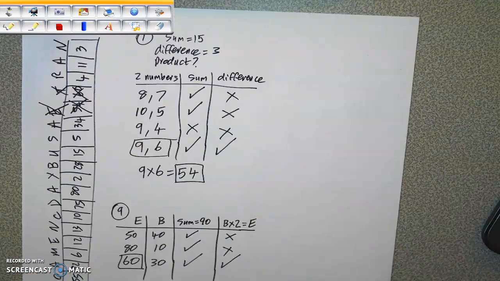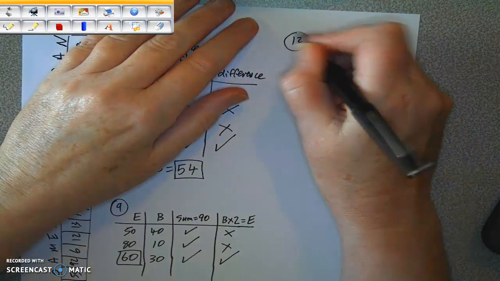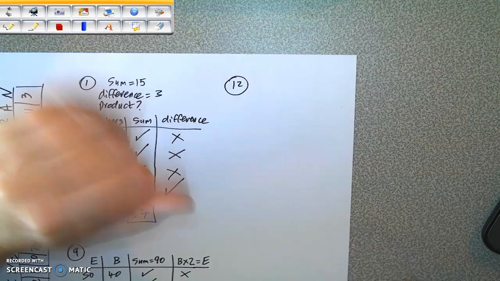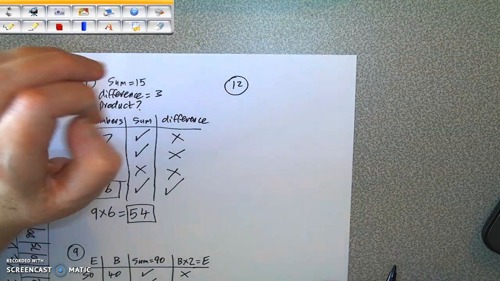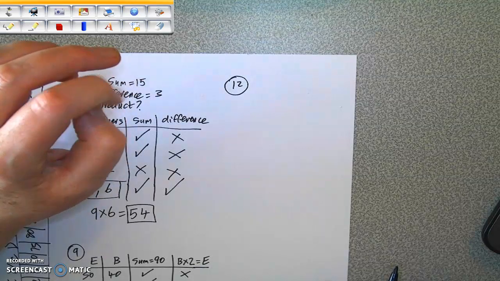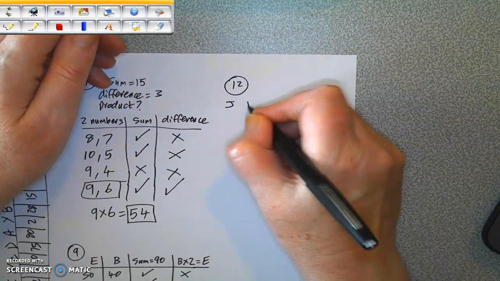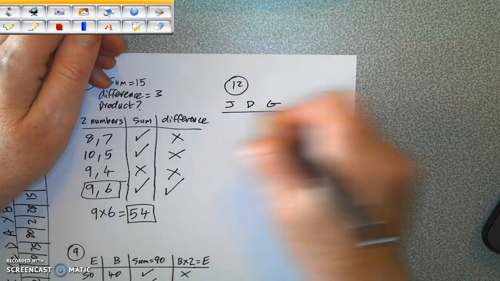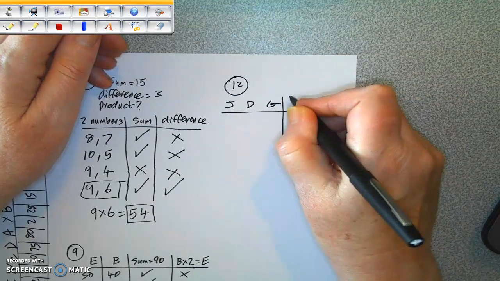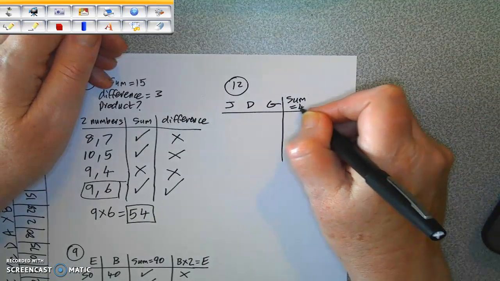All right, I'm going to do one more. Let's do number 12. So number 12, Dad is twice as old as Junior. Gramps is twice as old as Dad. The sum of the three ages is 140. How old is Gramps? So we have Junior, we have Dad, and we have Gramps. The sum of their ages is 140.